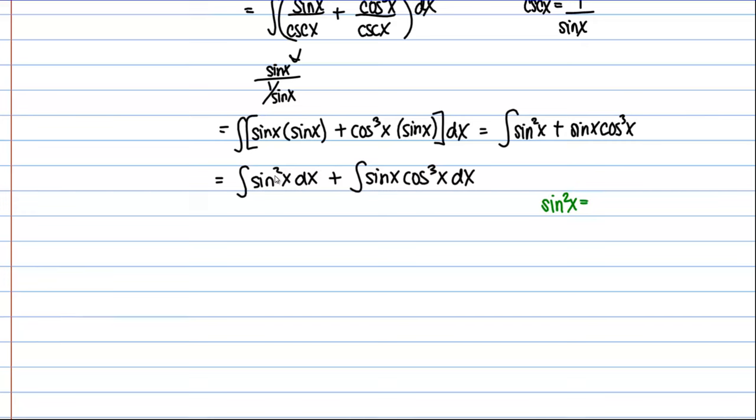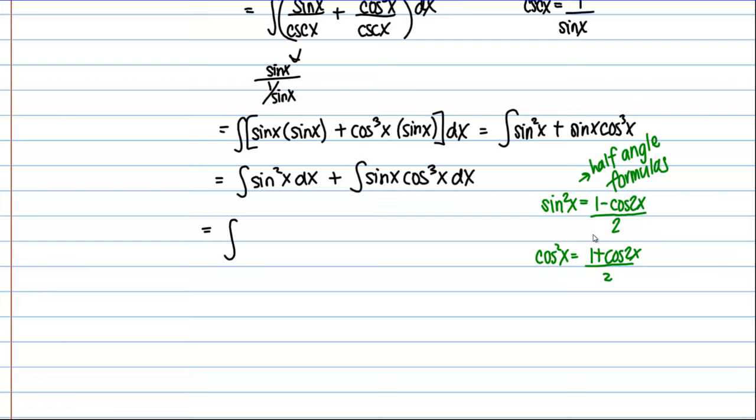This is called a half-angle formula. And they come up fairly often in integrals, so it's a good thing to know. So sine squared of x is equal to 1 minus cosine 2x over 2. There is a similar formula for the cosine squared. These are called half-angle formulas. So what I'm going to do is rewrite my first integral using that half-angle formula.